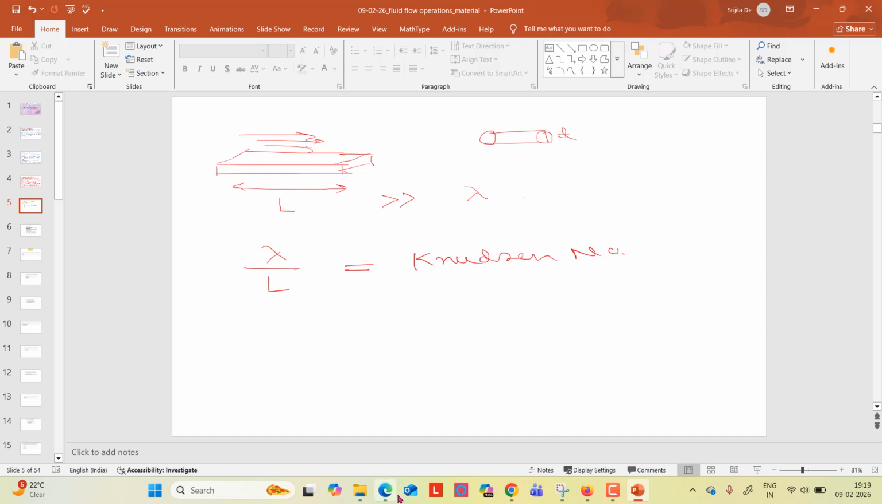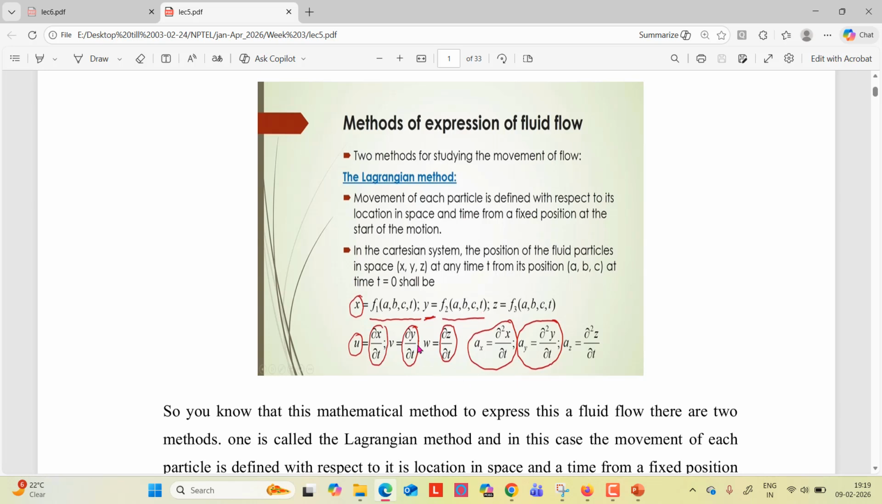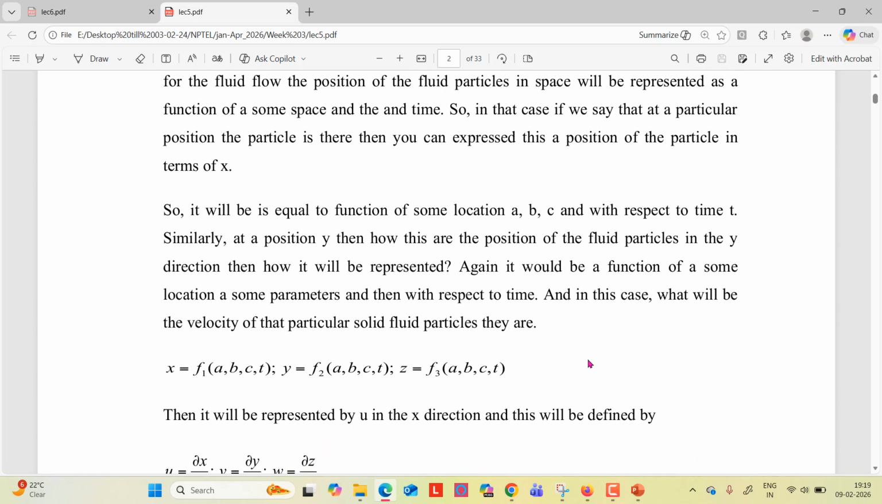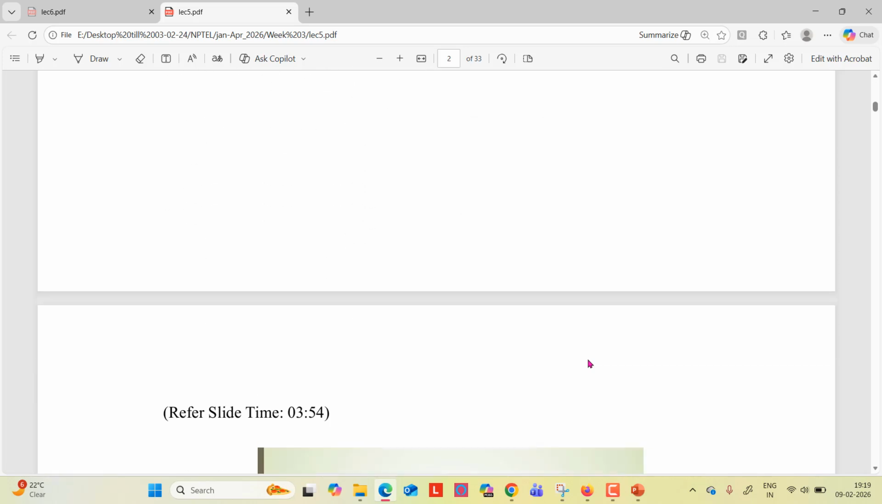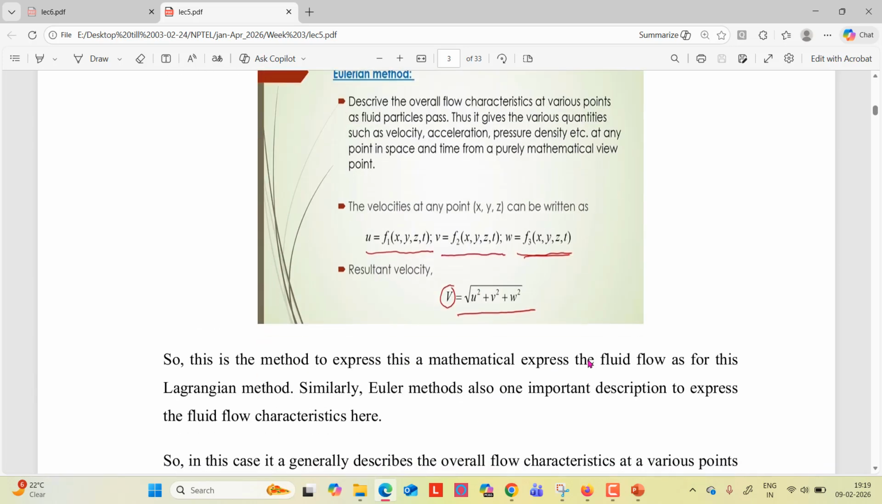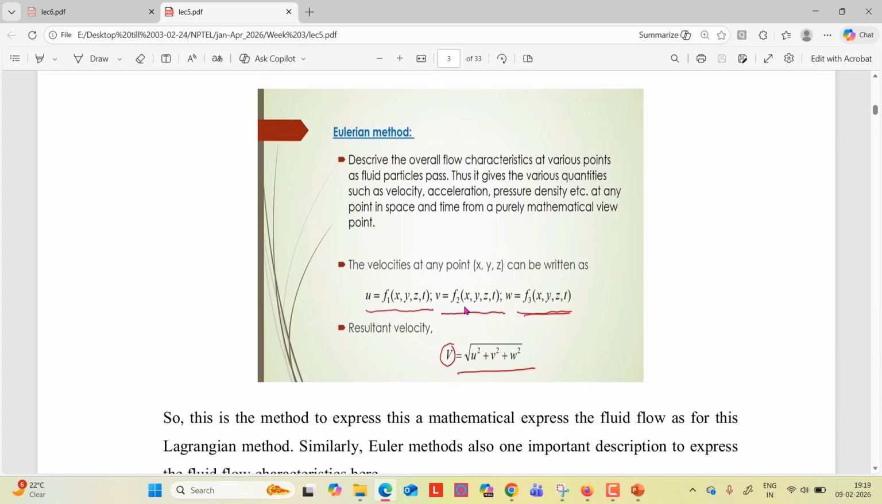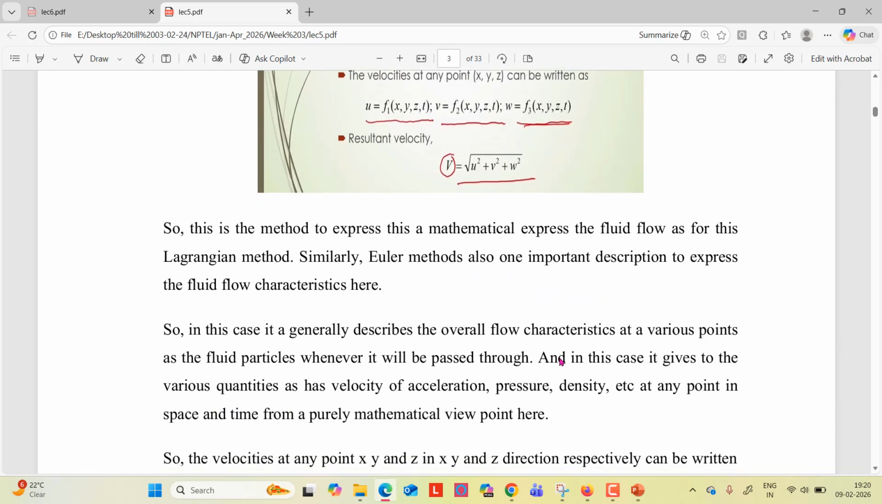Next, what is in the lecture? This is the basic function you can see here. Velocity is the rate of change of distance, and acceleration is the rate of change of velocity.